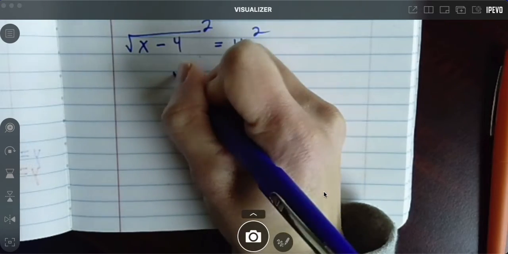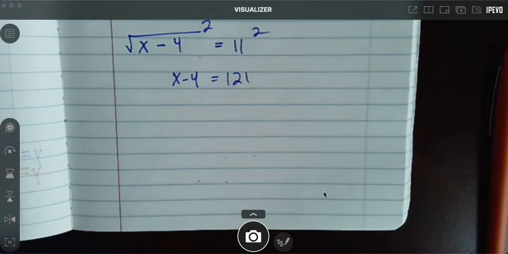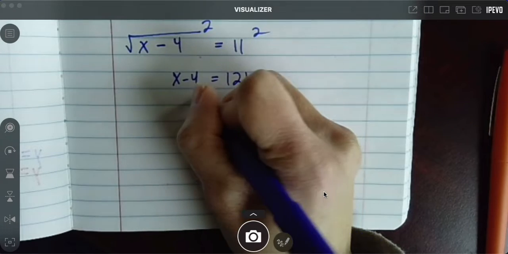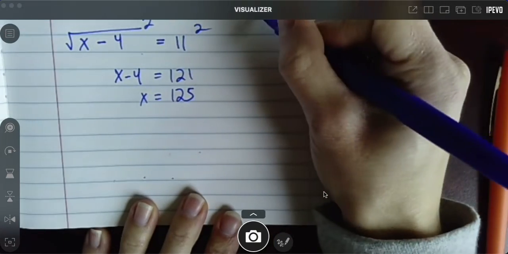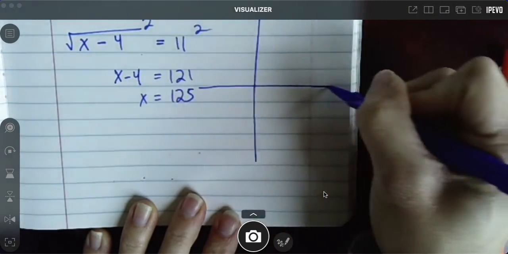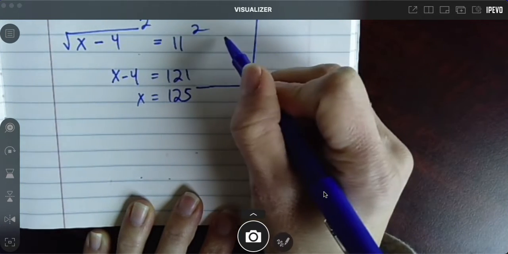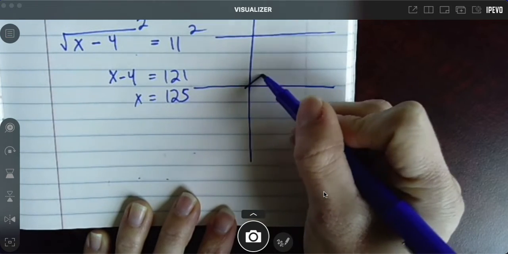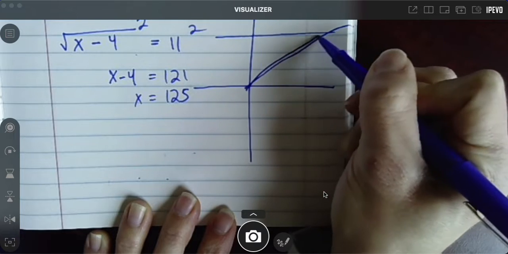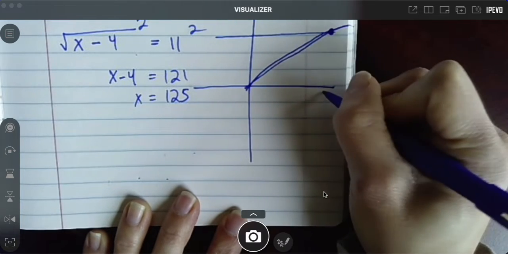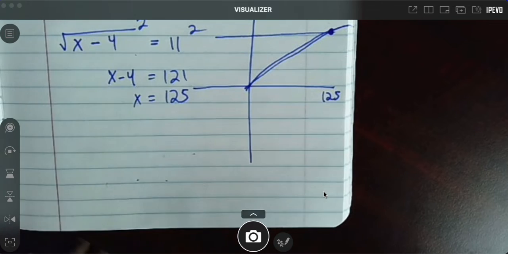So you get x minus 4 equals 121. And then what would you do? You would add 4 and you would get 125. That means on your graph, if we were graphing this, our x value, where this curved graph would meet that 11 point, would be all the way over here at 125. So you would have to change your window a lot.